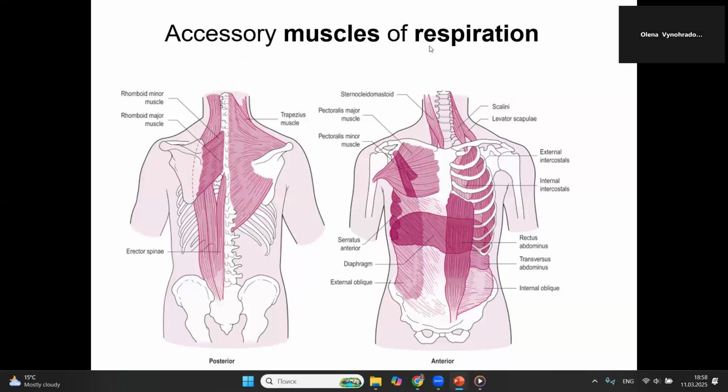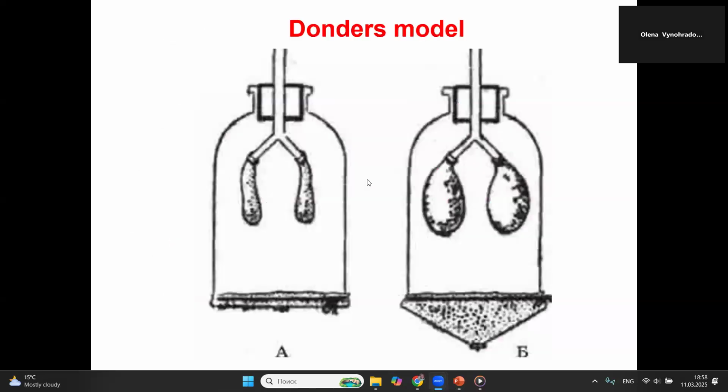Also, when we are doing some physical exercises or have some loading on our body, we have accessory muscles of respiration. They include abdominal muscles and muscles of our back and even muscles of our arms, like the trapezius muscle, rhomboid major muscle, and so on.